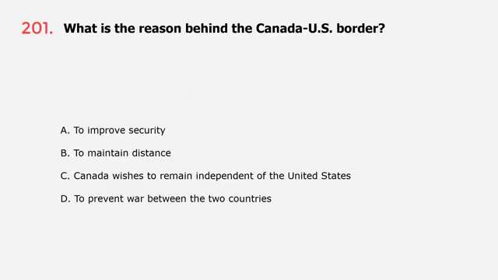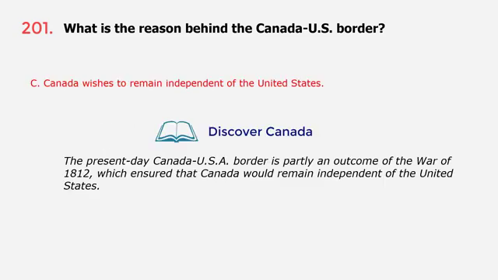Question 201. What is the reason behind the Canada-US border? A. To improve security. B. To maintain distance. C. Canada wishes to remain independent of the United States. D. To prevent war between the two countries. The answer is C. Canada wishes to remain independent of the United States.